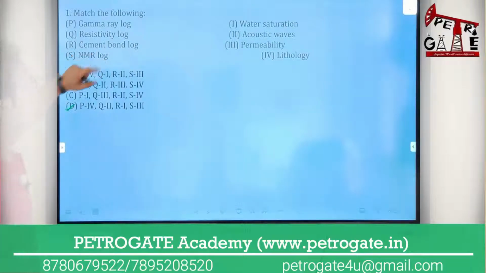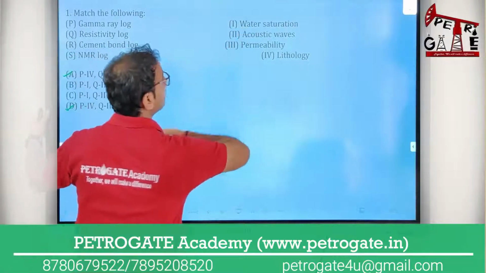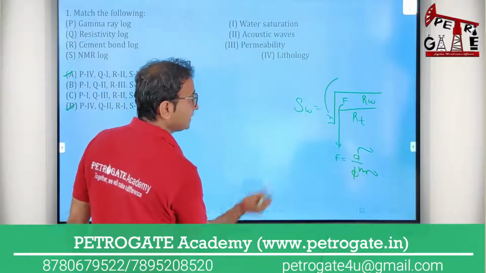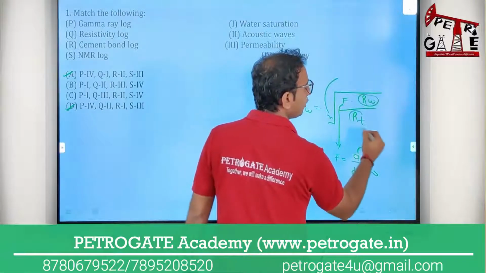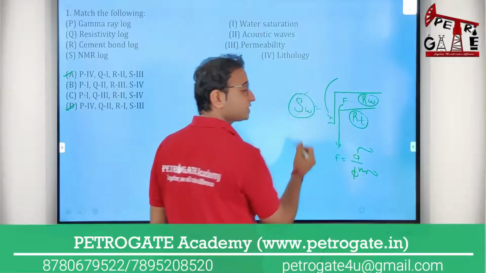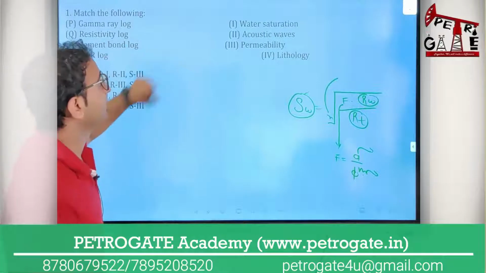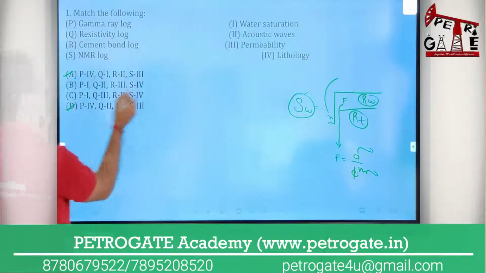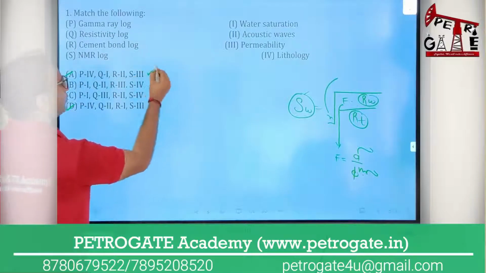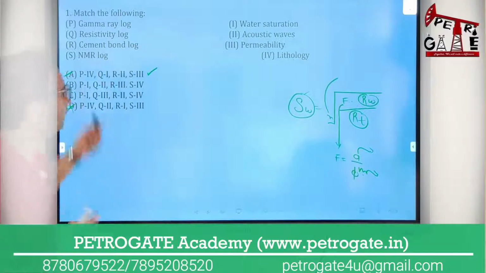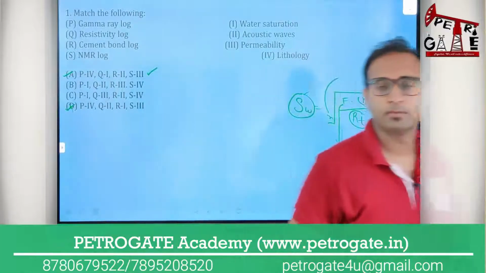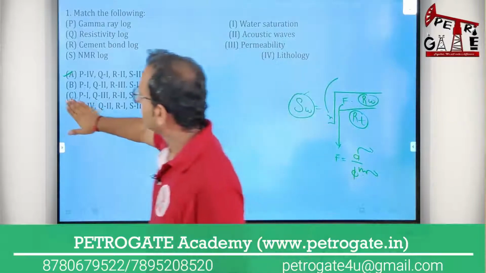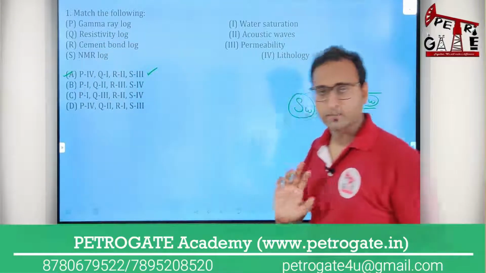So for the resistivity log, the main application is water saturation, because the formula you have seen is based on the resistivity log, and then you approach the water saturation. It means Q goes to 1. So this is your right option, and now you can avoid the other columns or logs. You got your answer, so now you can leave the rest, no problem.